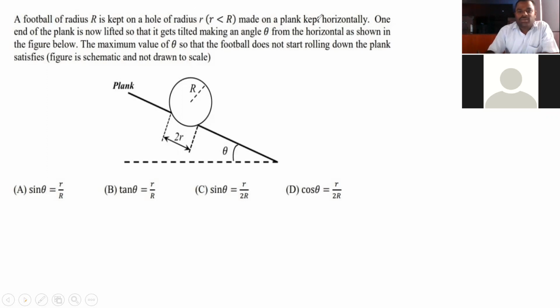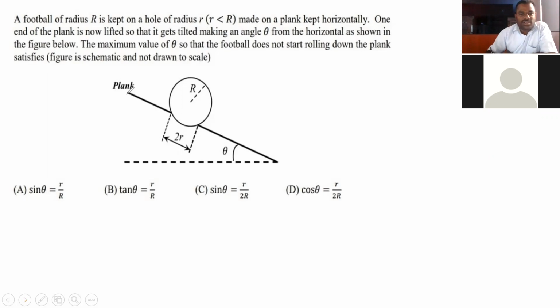Made on a plank kept horizontally. One end of the plank is now lifted so that it gets tilted, making an angle theta from the horizontal, as shown in the figure below. The maximum value of theta so that the football does not start rolling down the plank satisfies. The figure is schematic and not drawn to scale.